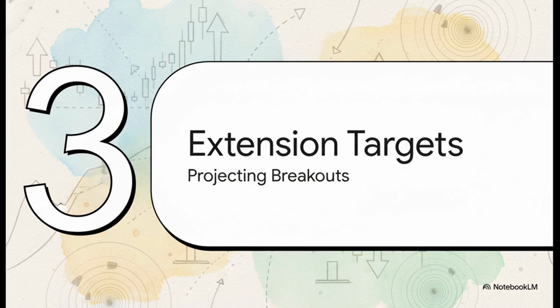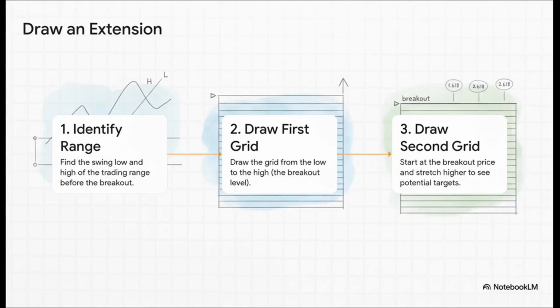How do you set a realistic price target? This is where extension grids come in. The process is pretty similar, but the goal is totally different. Instead of looking for a pullback to stop, these are designed to project how far a trend might run after it breaks out. Basically, you're taking the size of the old trading range, that box the price was stuck in, and you're using it to forecast potential targets way up ahead. It's like measuring a springboard to see how high you might fly.